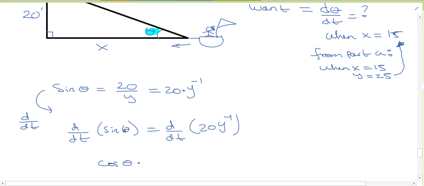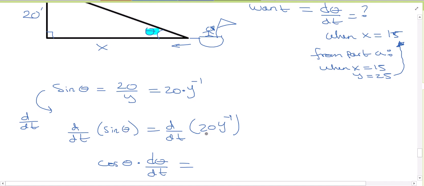By chain rule, theta is a function of t, so it would be d theta over dt, right? If I was taking the derivative with respect to theta, d theta, then this would just be cosine theta, because d theta would just be 1. But here we're taking the derivative with respect to a variable other than the variable given.